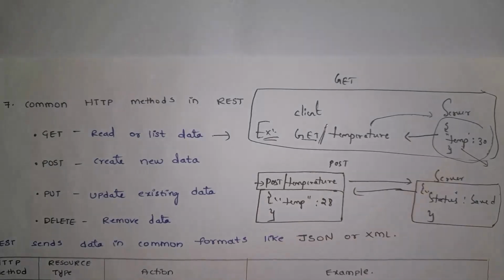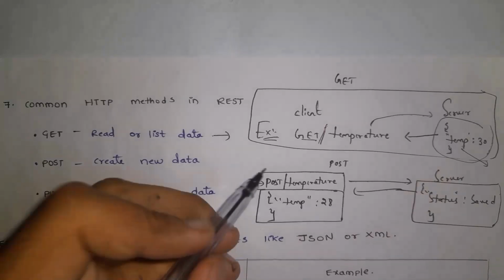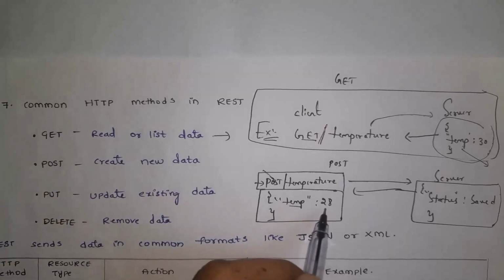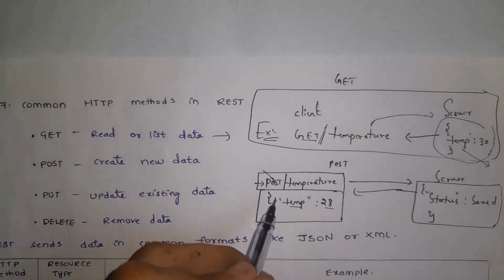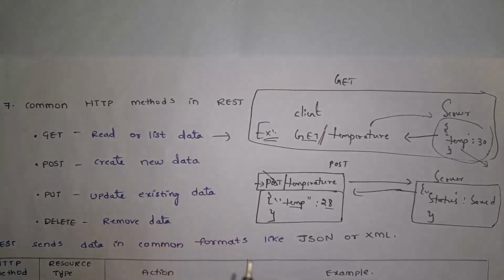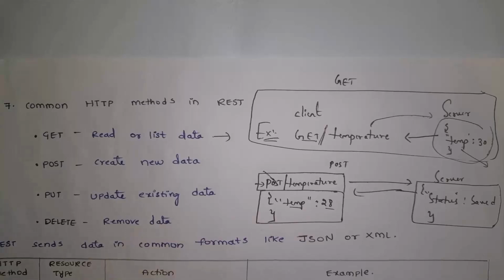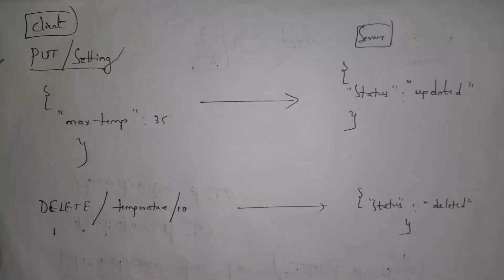By using the POST method, the client can update new values into the server. For example, the client wants to update the temperature, like temperature is 28 degrees. This is a JSON script, so including curly braces. So inside curly braces, "temperature" in quotations, colon, 28. Whenever the client posts this request to the server, the server will store the latest value of temperature. So status: saved.